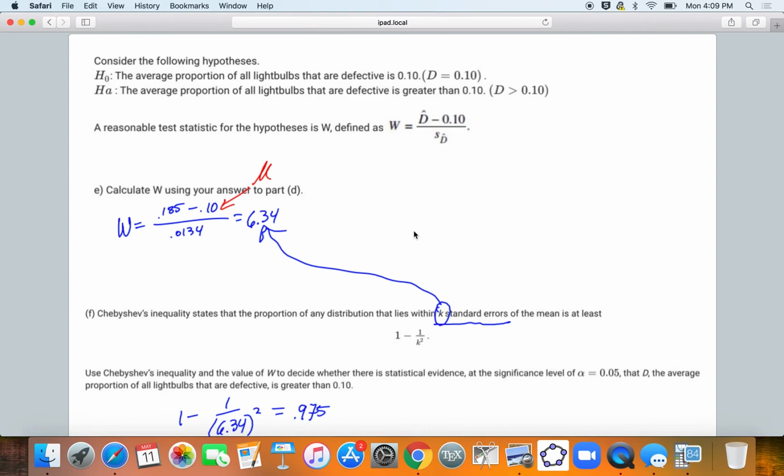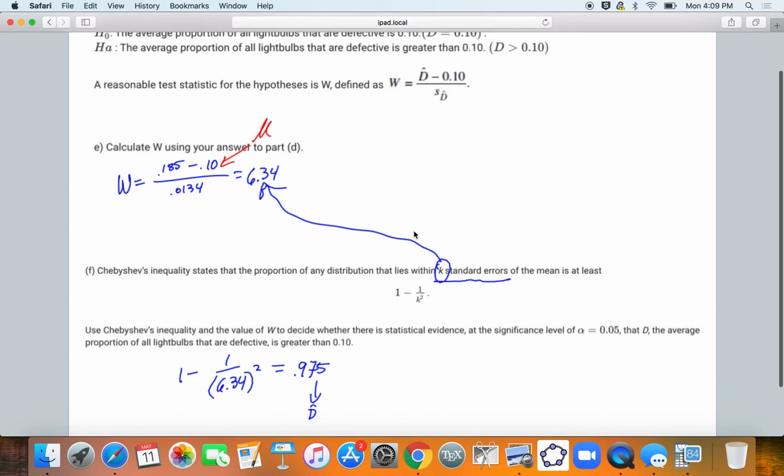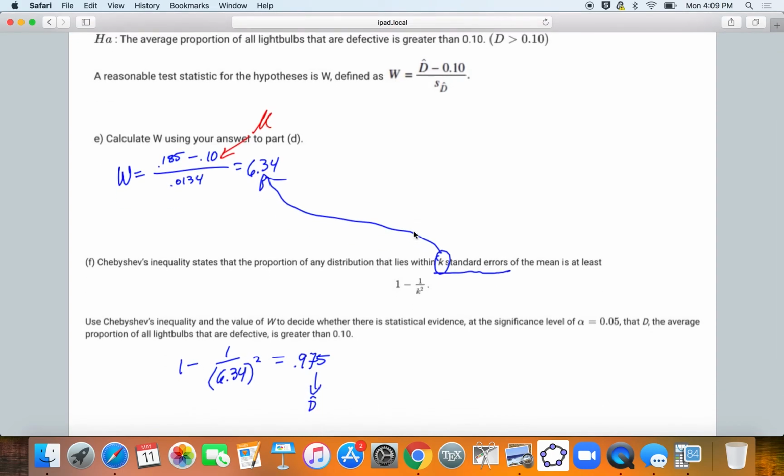That tells me that 97.5% of d hat values will fall within that value of w. So at the significance level of 0.05, the average proportion of light bulbs that are defective is greater than 10%. So what we want to see, if we're running a hypothesis test, is whether this is enough information for us to reject the null hypothesis.